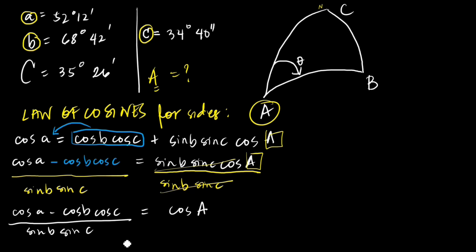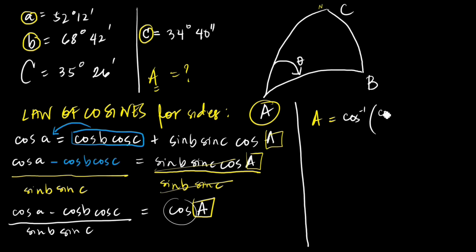Okay? And again, remember, what we need is the big A only. So we do have big A equals. So the cosine here, we can move it to the other side. So it will become the cosine of small a minus the cosine of small b cosine of small c over sine b sine c. Okay, so this is already the derived formula. So after this, we can already substitute.